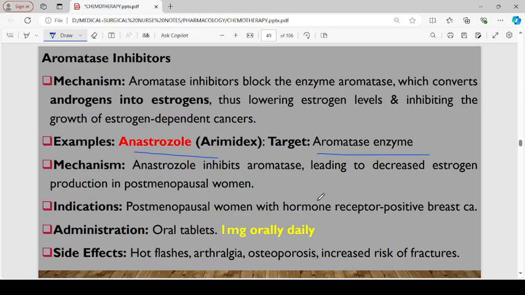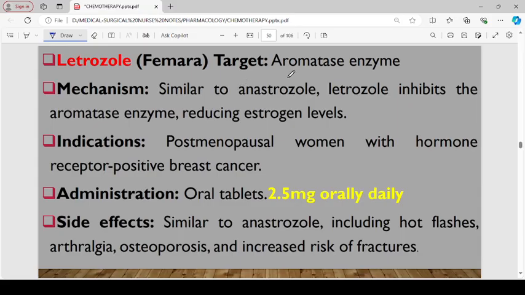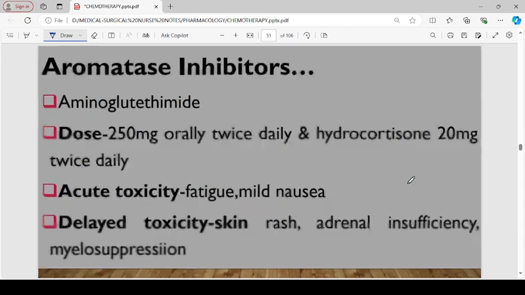In terms of administration, we normally give 1 gram orally daily for this anastrozole drug. Another example is letrozole, which is going to target the aromatase enzyme. It's an aromatase enzyme inhibitor, so it inhibits the aromatase enzyme, and this will reduce the estrogen levels. We normally administer it orally also, and here we normally give 2.5 milligrams orally daily.